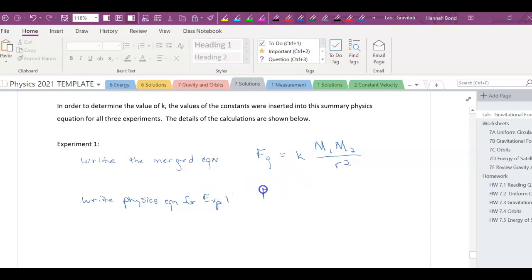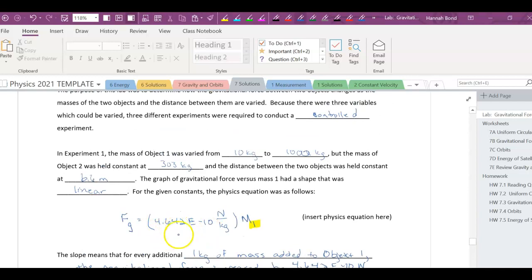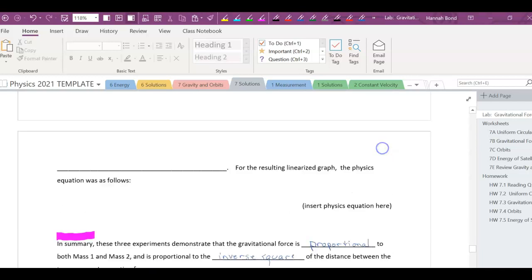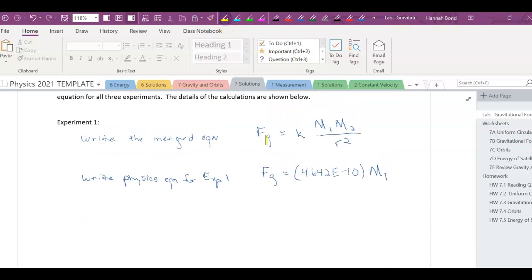And so in experiment 1, I found that the force of gravity equals, I'm sorry, I'm going to have to go back and look at my slope again, 4.642 times 10 to the negative 10th times mass 1. Both of these things are telling me what Fg, the gravitational force, equals. Therefore, they have to be equal to each other. So I'm going to set them equal to each other.